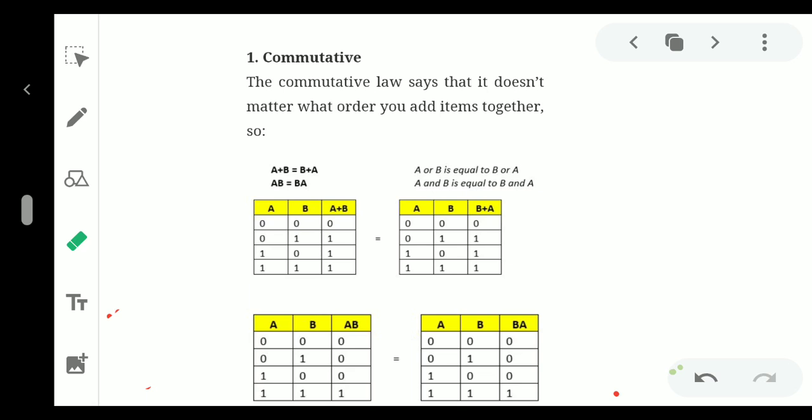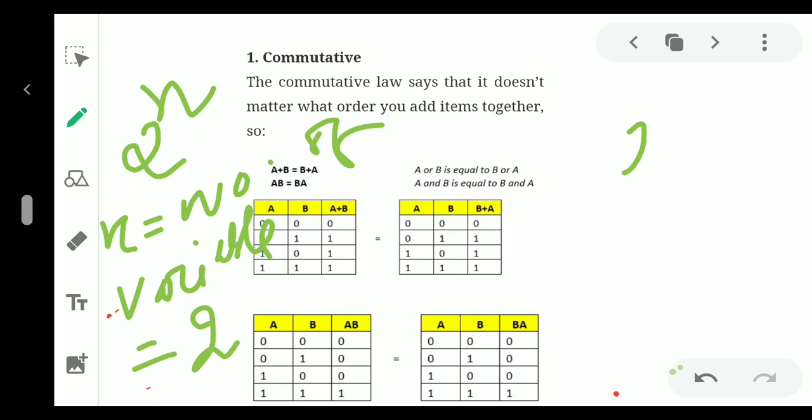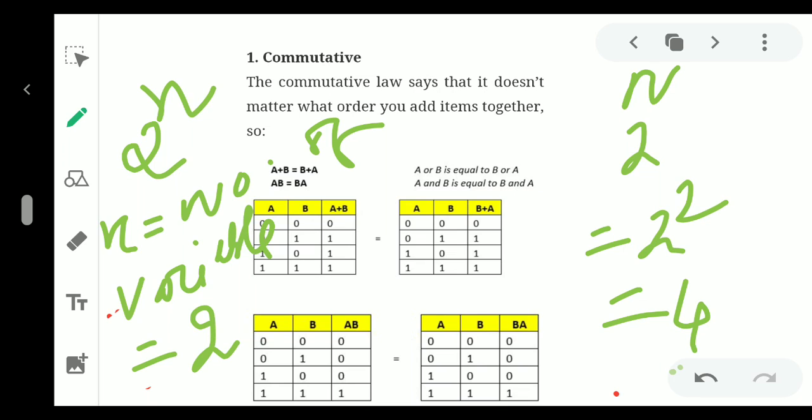Here we are taking two Boolean variables, A and B. So how many inputs will we get? It depends upon the number of Boolean variables we are using. It is 2 to the power n, where n is the number of variables. Here the number of variables equals 2, so 2 to the power 2 gives 4 possible inputs. I am giving 4 inputs over here.